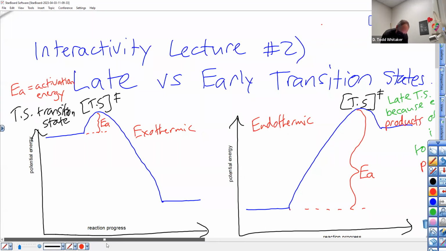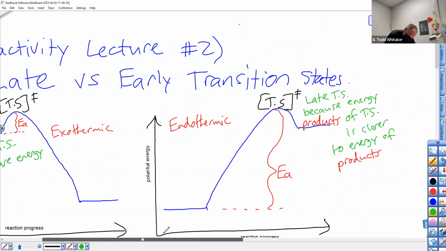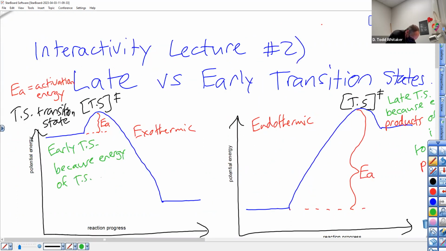Okay, and the other one, early TS, because energy of... did I start with TS? Yep, TS is closer to energy of reactants.